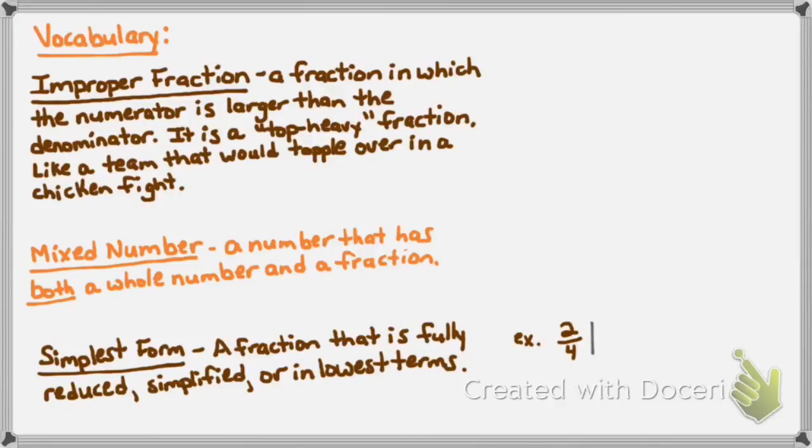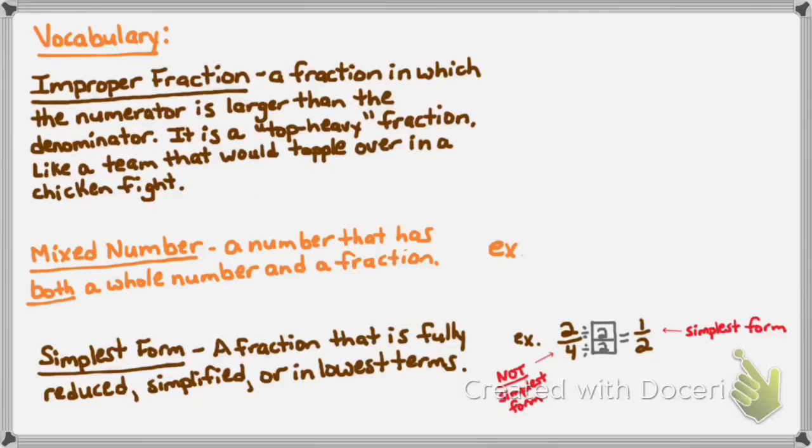So if I had the fraction 2/4 and I wanted to put it in simplest form, so 2/4 is a fraction that is not in simplest form. But 1/2 is the fraction that is in simplest form. It's the smallest numbers possible, equaling the same amount.